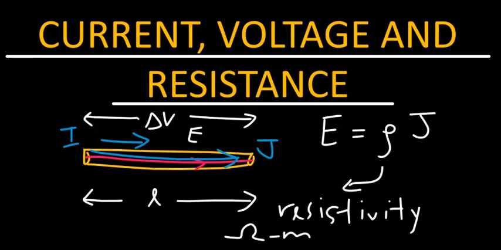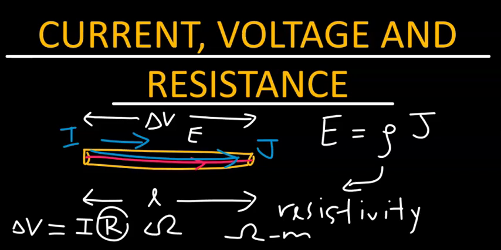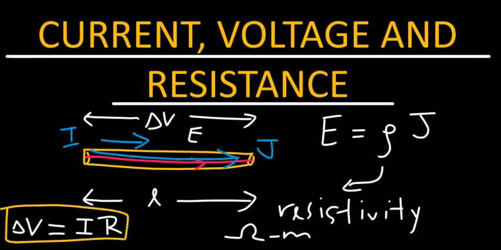Further, we can also write an equation relating the potential difference delta V and electric current, and they are given by the following expression. The potential difference equals the current times the resistance of the conductor. The unit for resistance is ohm. These two equations are in effect equivalent to each other.